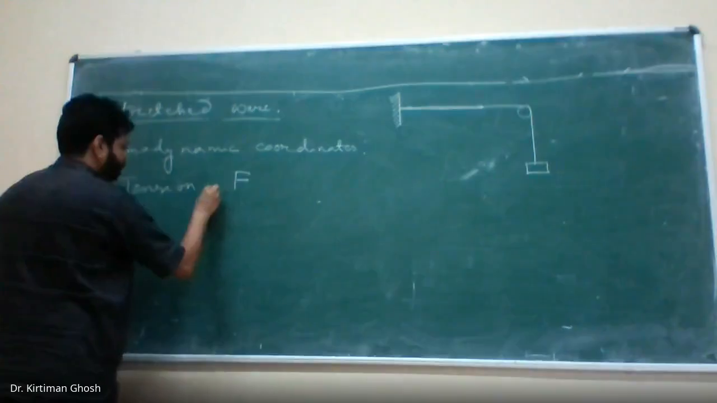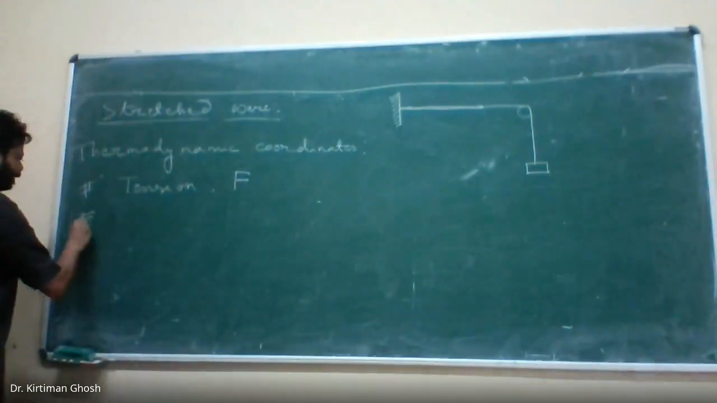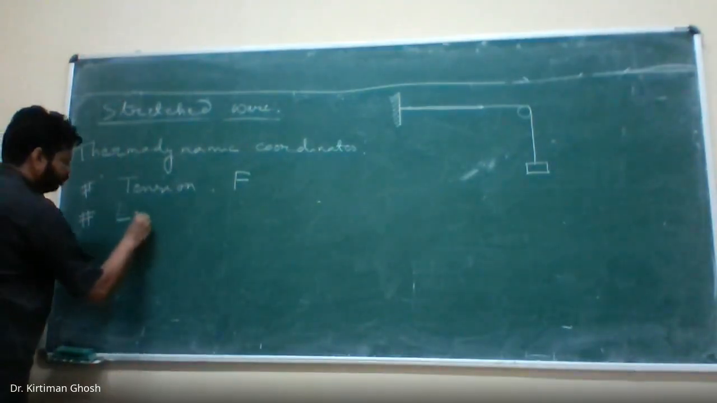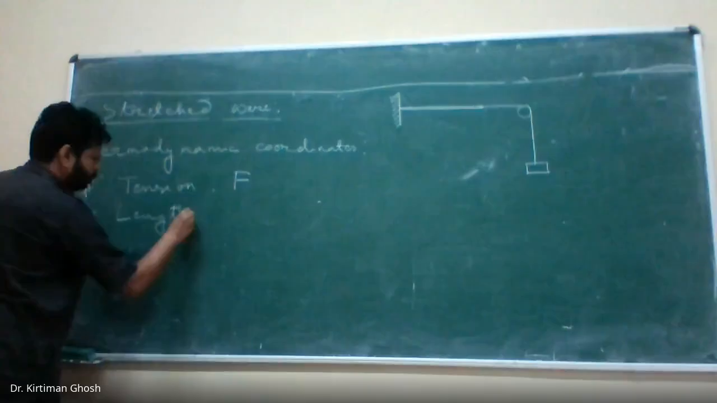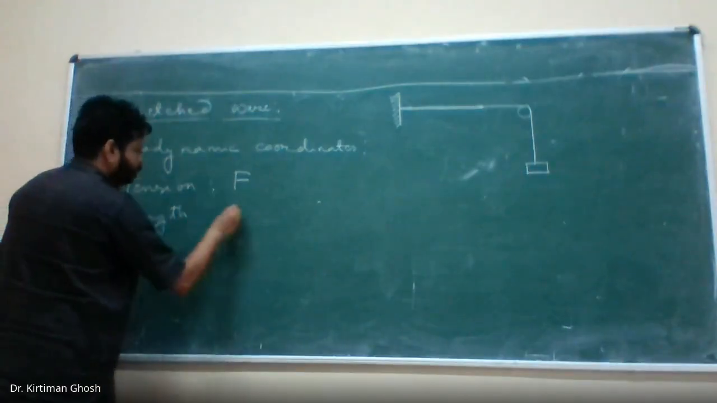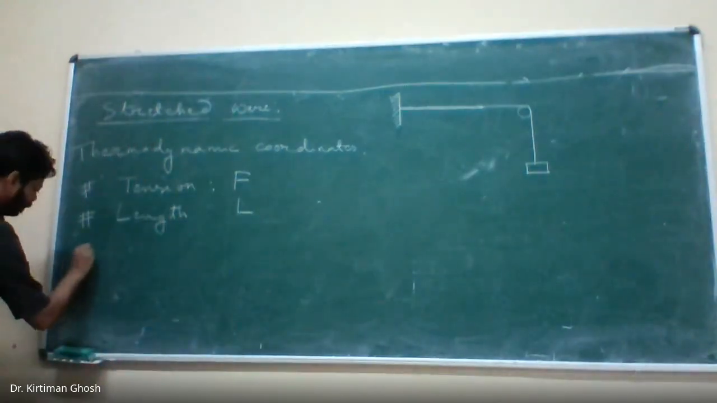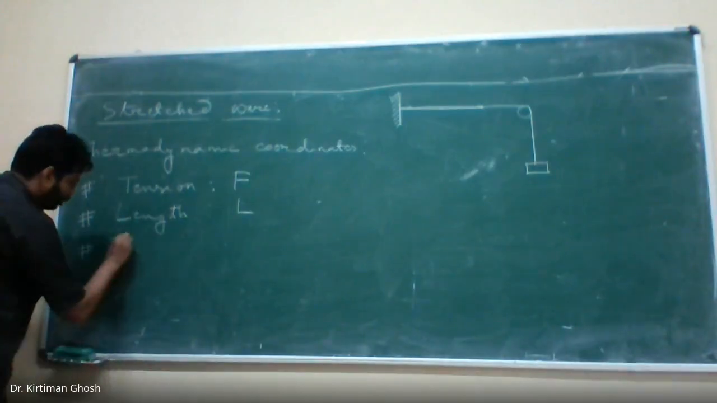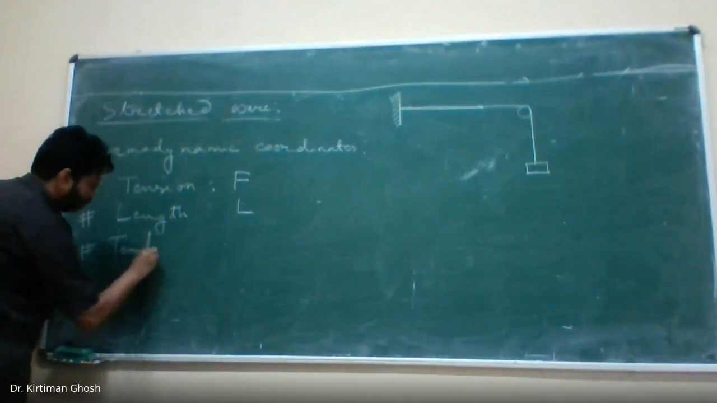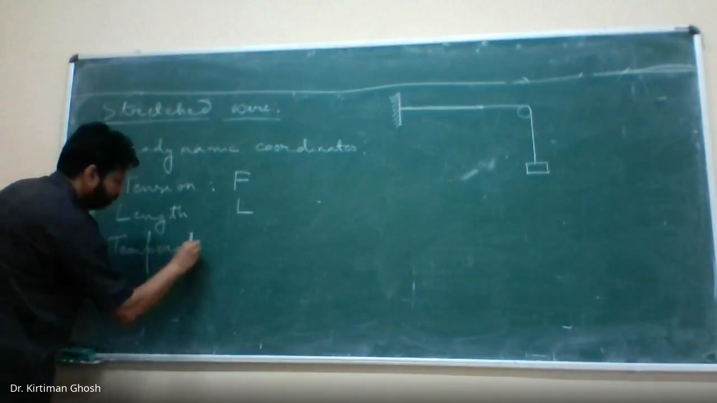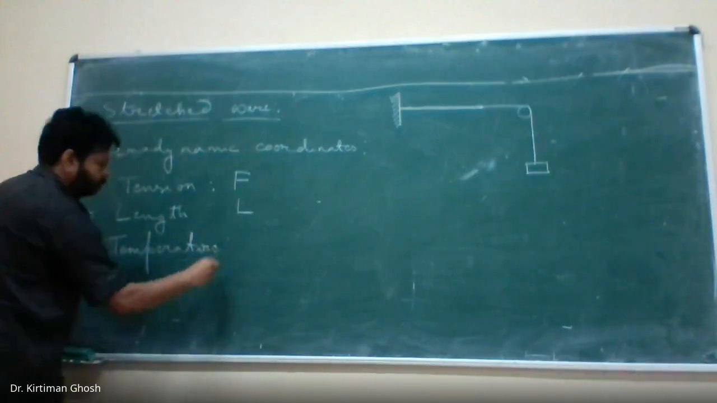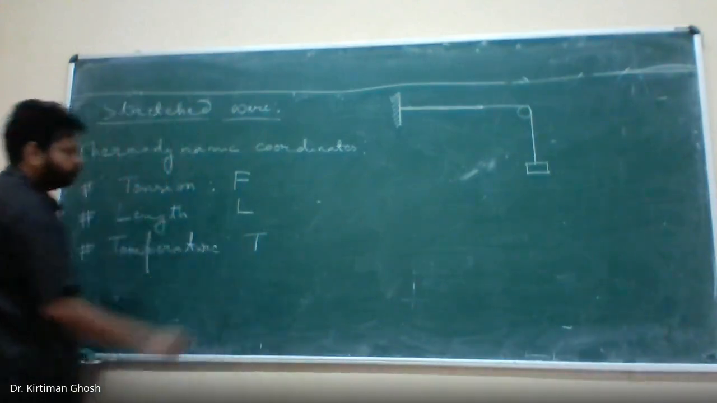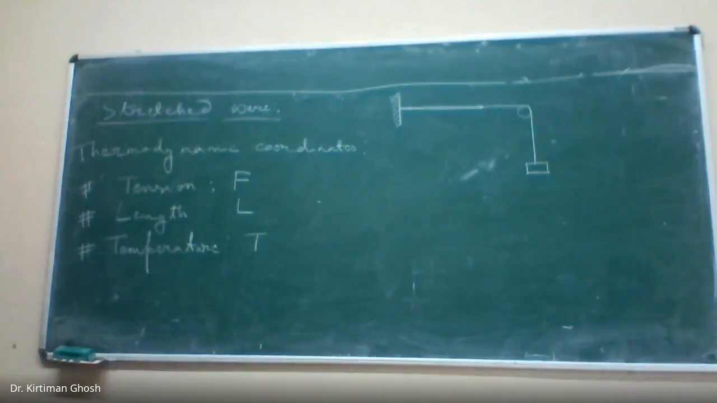Let us assume that this is X. Then the second is the length of the wire. Let us assume that the length of the wire is L. And the third quantity is obviously, since we are studying the thermal properties, temperature. Okay.